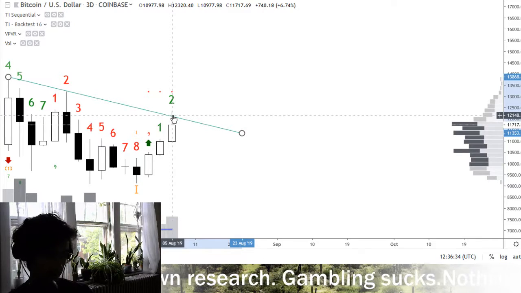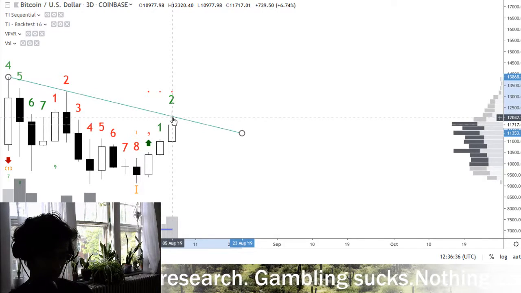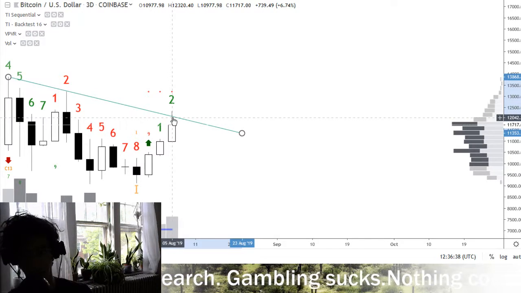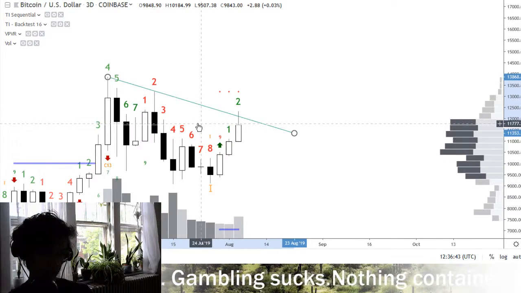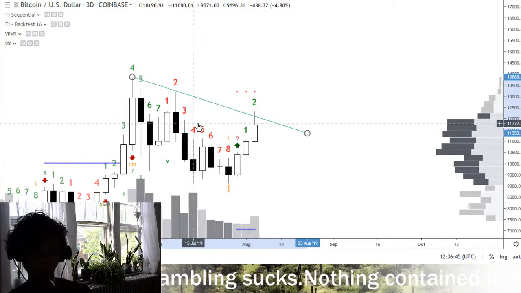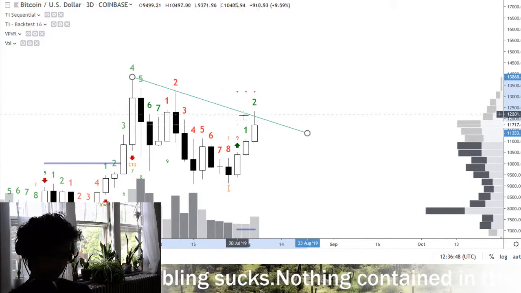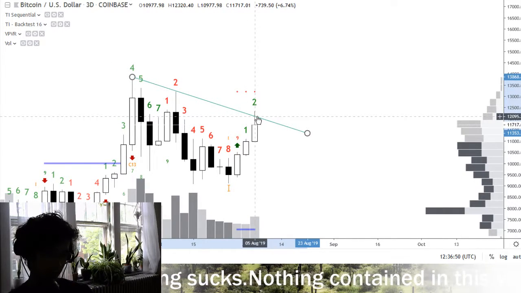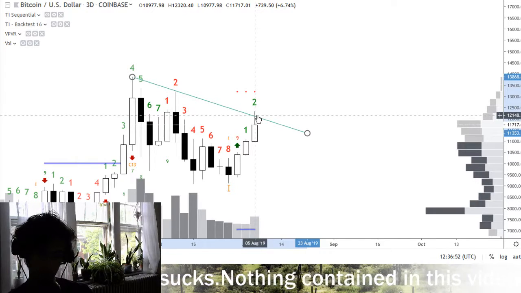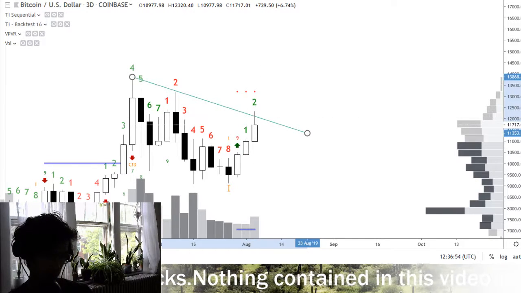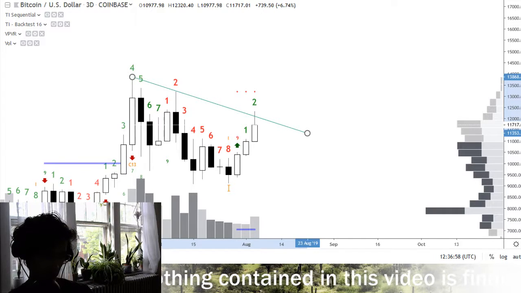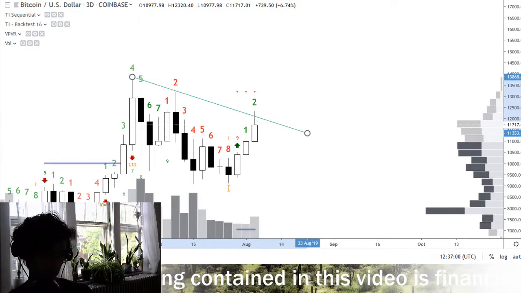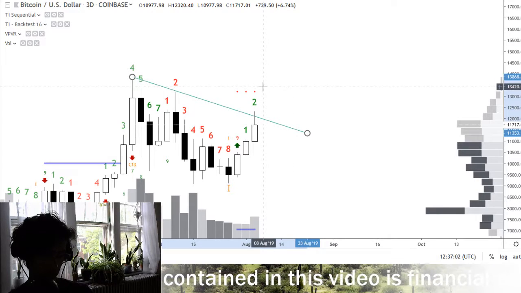So this, I could call it 12,500. 12, if you'd prefer to jump on at 0.5% early. A close above this would be bullish. That is your resistance.